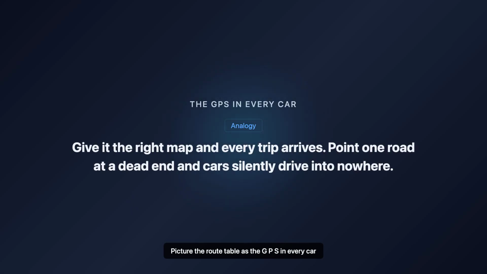Picture the route table as the GPS in every car leaving a neighborhood. Give it the right map, and every trip reaches its destination without a hitch. But delete one road or point it at a dead end, and cars just drive off into nowhere. The engine still runs, the wheels still turn, but nothing arrives. That's the quiet danger of a route table. Everything looks perfectly healthy while traffic silently vanishes.